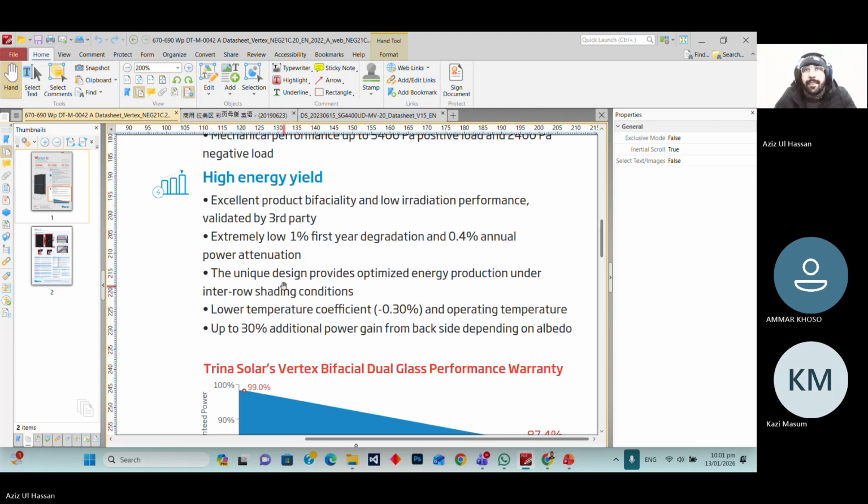Amar? Yes, sir, I'm thinking about this. Have you read about the LID factor? LID loss or LID factor? No, sir. Mr. Kazi, have you heard about the LID loss before? No, sir. Okay.